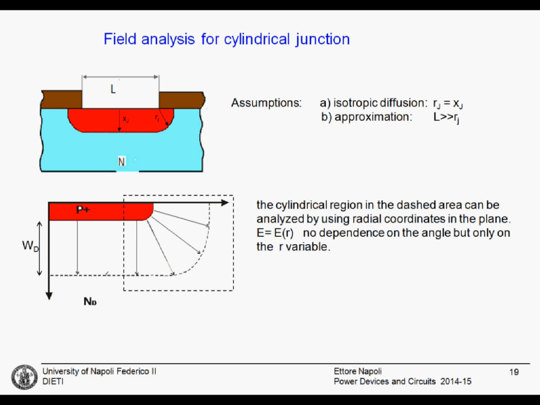When we are in this cylindrical case, it's better to move from the rectangular coordinates to the radial coordinates. And since there is no dependence of the electric field on the angle, we can say that here the electric field is just a function of the radius, the distance from the center to the edge of the depleted region. In this plot, the dashed line is the edge of the depleted region. The red region is the anode that is highly doped.